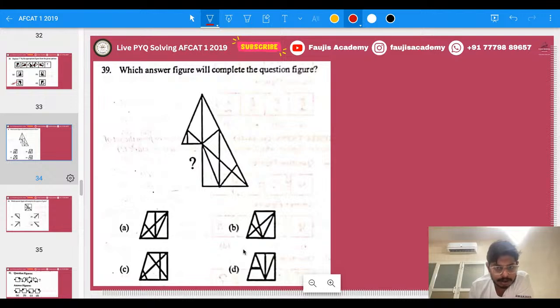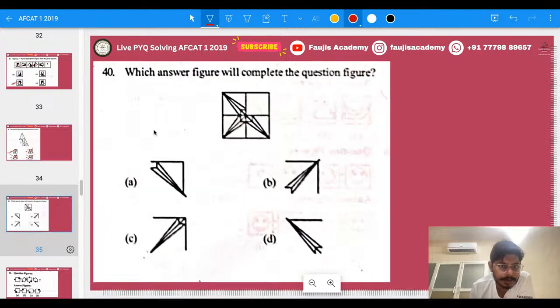By watching the figure itself, we can conclude this cannot be the one. Okay. This also cannot be the one. We cannot have a triangle in between, this also cannot be the one. The answer to this question 39 will be A, guys. Okay, the answer to this question will be 39A. Okay, this one 40, quick. It is clearly visible.